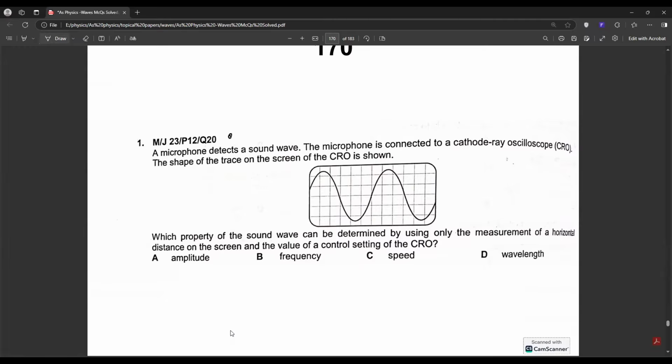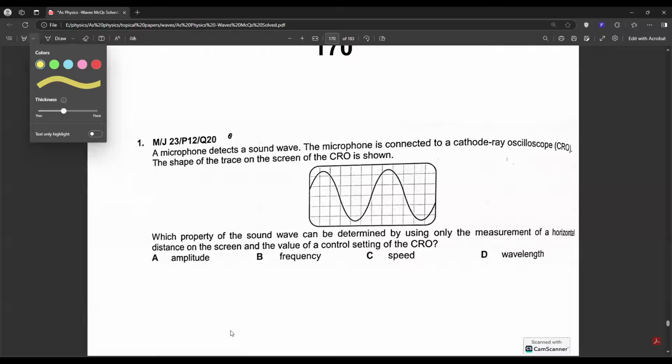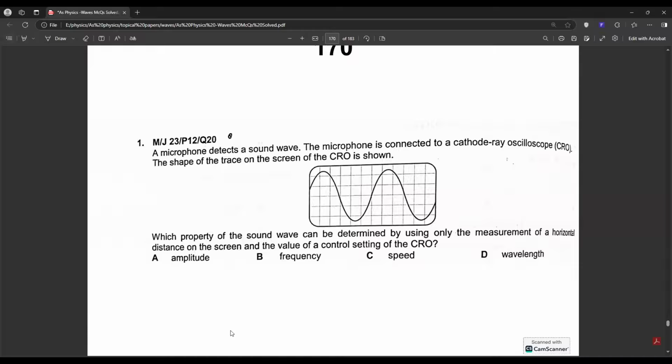Let's see this. A microphone detects a sound wave. The microphone is connected to a cathode ray oscilloscope. The shape of the trace on the screen of the CRO is shown. Perfect. Which property of the sound wave can be determined by using only the measurement of a horizontal distance on the screen and the value of a control setting? So, what can we determine through the horizontal axis? We can determine the frequency. B is your answer. A, C, and D cannot be determined using the horizontal readings or the knob on the horizontal axis. So, B is your answer.